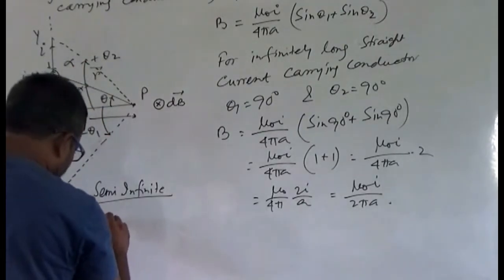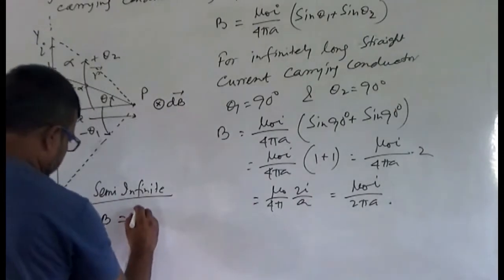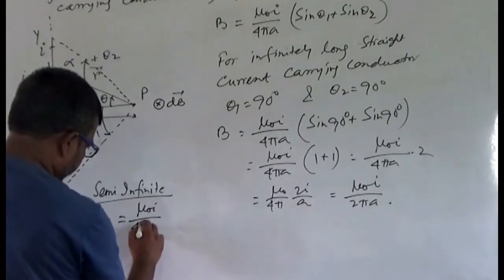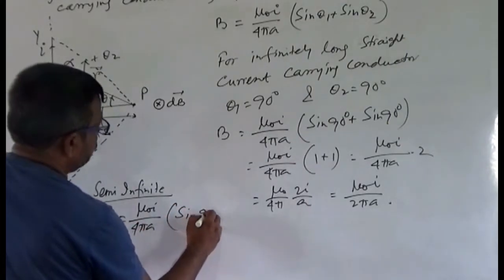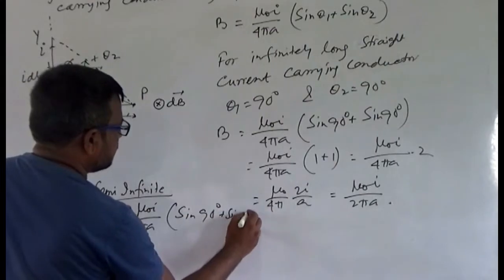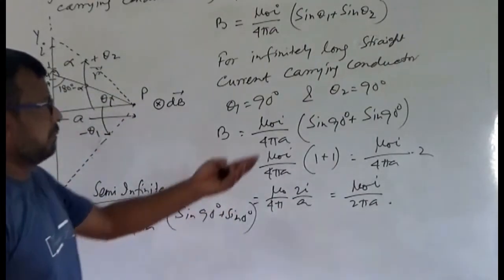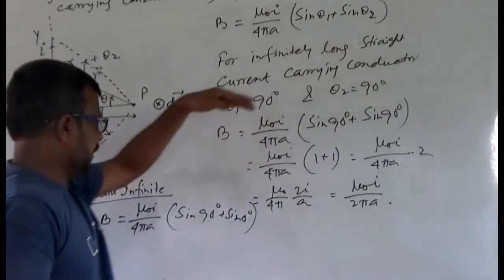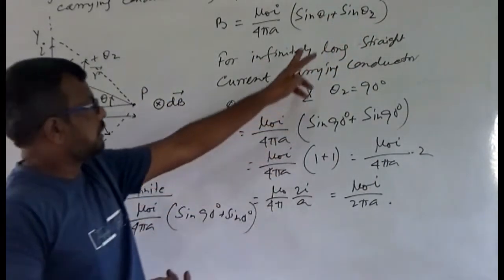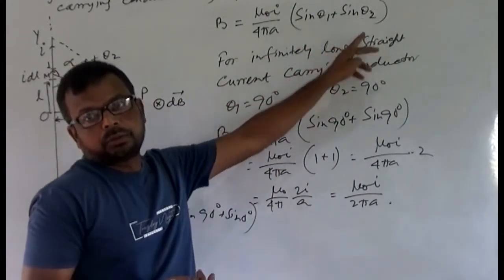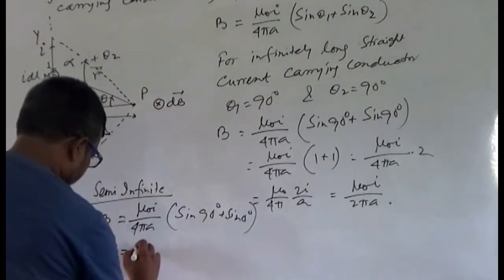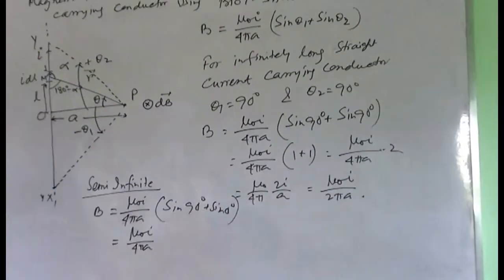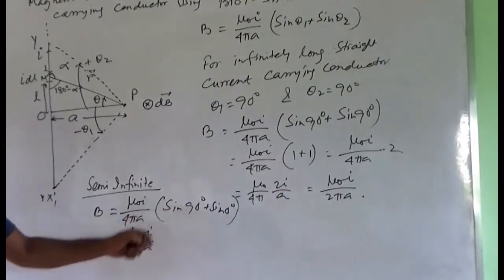Then for that case, the magnetic field is equal to mu naught I divided by 4 pi a. We have to write sin 90 degrees plus sin 0 degrees. If it is in the upper direction, then theta 2 will be 90 degrees and theta 1 0 degrees. If it is in the lower direction, then theta 1 will be 90 degrees and theta 2 will be 0. From here you can write mu naught I by 4 pi a, because sin 90 is 1, sin 0 is equal to 0, and 1 plus 0 is equal to 1.